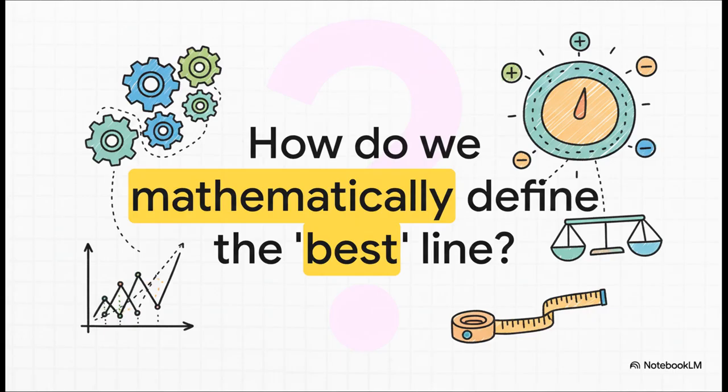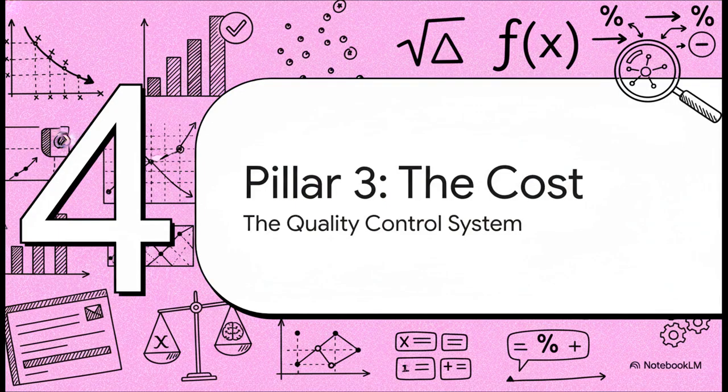Okay, so we have a model, we have these knobs we can turn, but that brings up a really important question, right? How do we know when we've found the best settings? How do we mathematically define what a good prediction is versus a bad one? And that is exactly where our third pillar comes in, the quality control system.